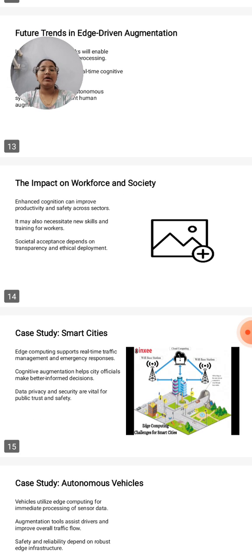The next slide is about the impact on workforce and society. Enhanced cognition can improve productivity and safety across sectors. It may also necessitate new skills and training for workers. Societal acceptance depends on transparency and ethical deployment.